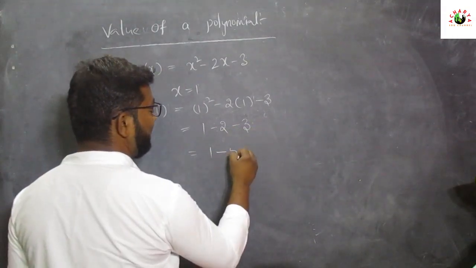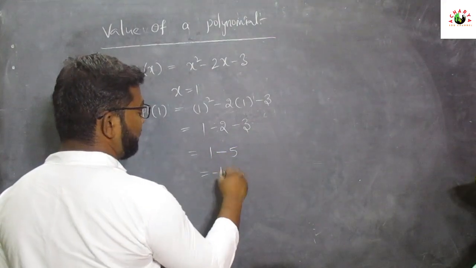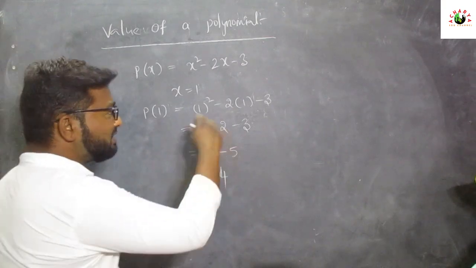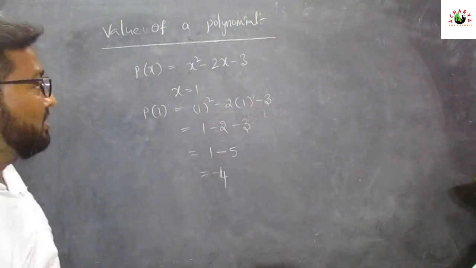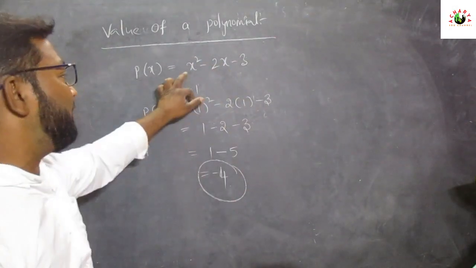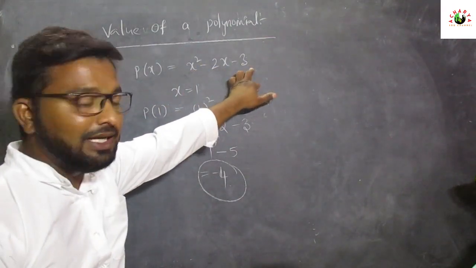So 2 plus 3 is 5. So that is equal to 1 minus 5, which is minus 4. Here, what is meant by value of polynomial? Minus 4 is the value of polynomial p of x equal to x square minus 2x minus 3 at x is equal to 1.